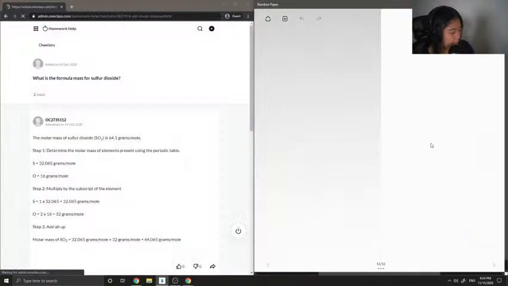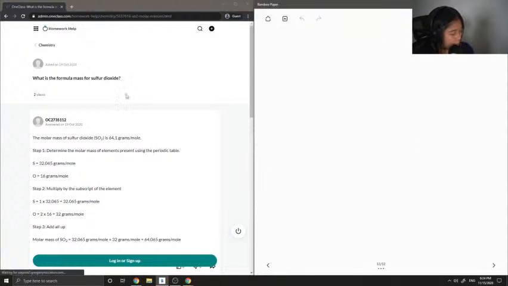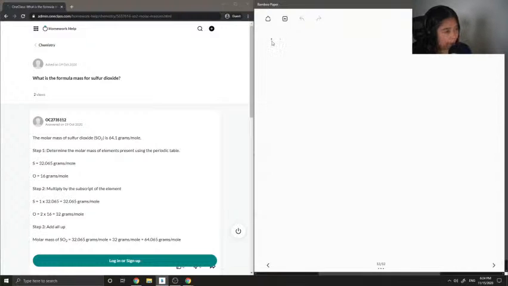Okay, so I think we have time for one more question. What is the formula mass for sulfur dioxide? So sulfur dioxide. Let's try to analyze its name so we can write out the chemical formula. So it contains a sulfur, and since there's di in front of the oxide, we know it contains 2 oxygens.